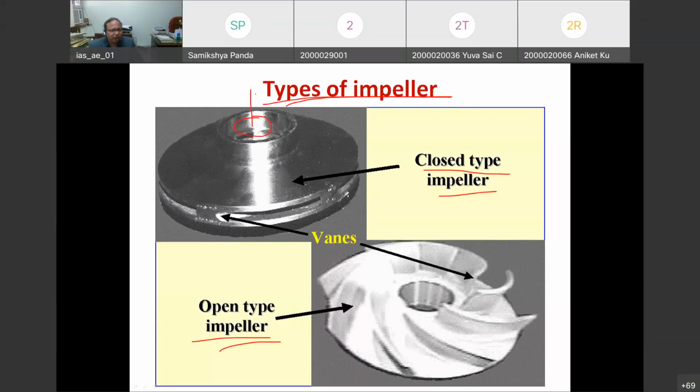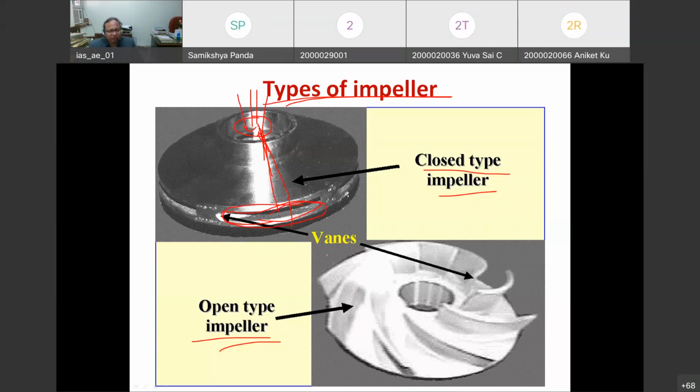In this, water enters at the center of the pump and passes through a closed conduit, a circular closed conduit. The water comes out through these holes. Because it is in rotational motion, the water gets energy with the help of the rotation of the impeller, and it comes out through these holes.